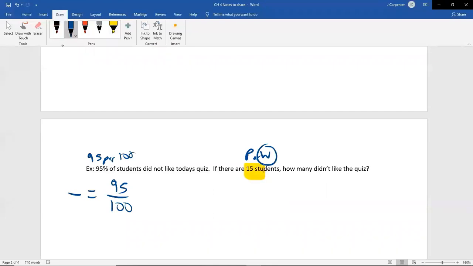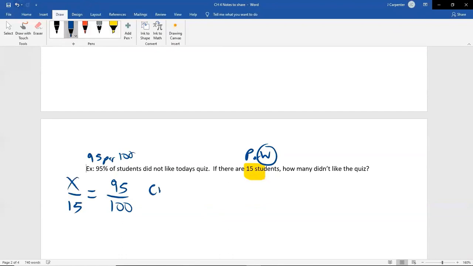So the 15 has to go in the bottom. Now, another way you could have figured this out is the word "of" says the next thing goes in the bottom. So of students, that says the number of students goes in the bottom. Here's your number of students, so the 15 goes in the bottom. That's two different ways to set that up. Well, that makes this the x.